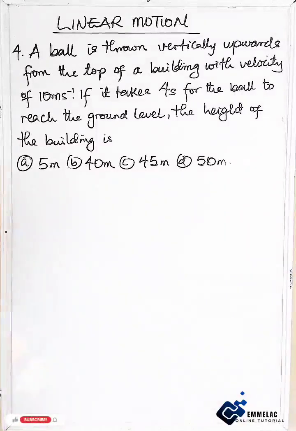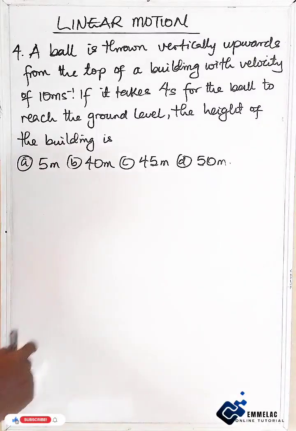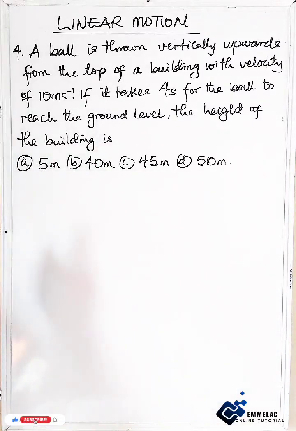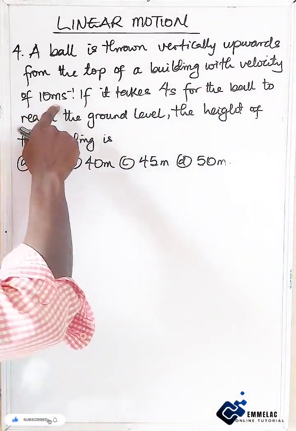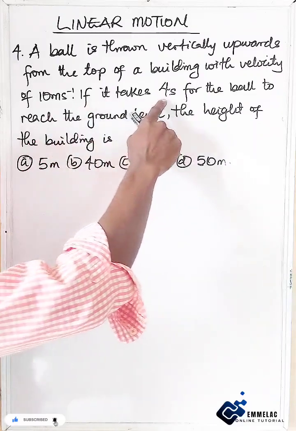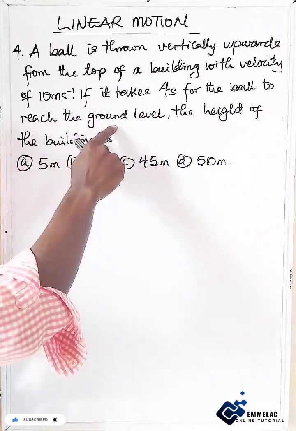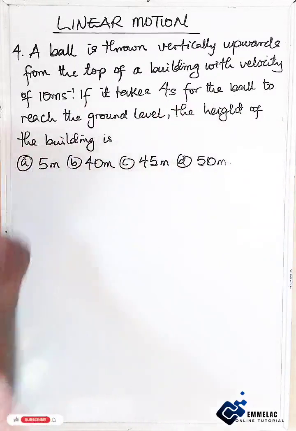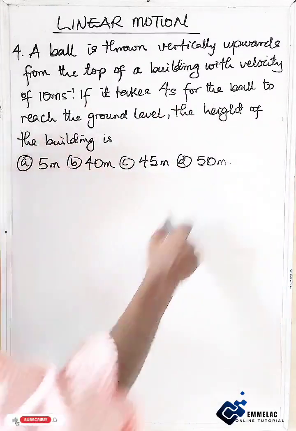Alright, number 4 here says a ball is thrown vertically upwards from the top of a building with velocity of 10 meters per second. If it takes 4 seconds for the ball to reach the ground level, the height of the building is, and these are the options given.